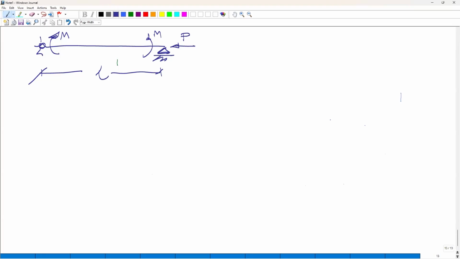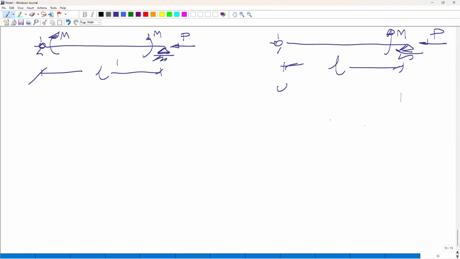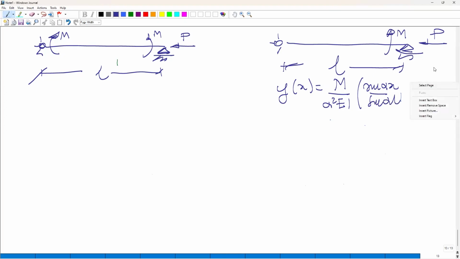Let me give you a small hint. The hint is this. We have solved this problem here, am I right? And we have found that y of x equals M over alpha squared EJ, sine of alpha x divided by sine alpha L, minus x over L. Okay?